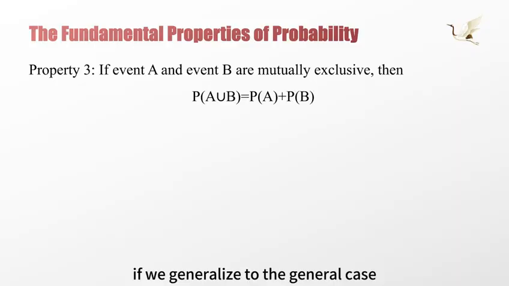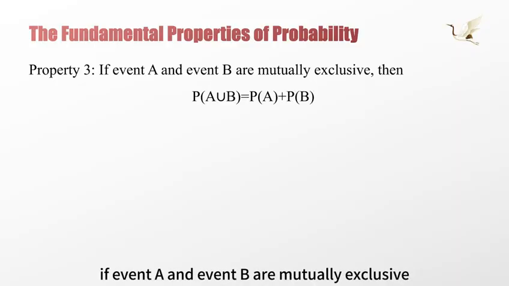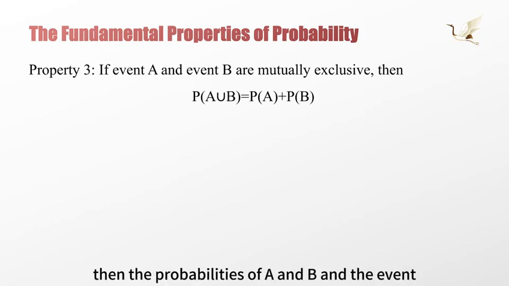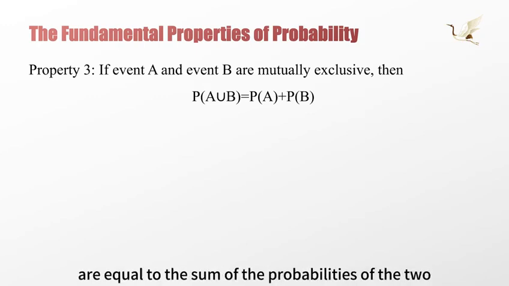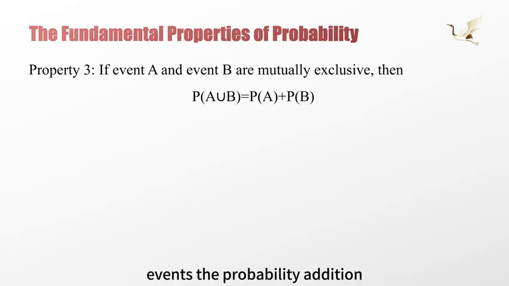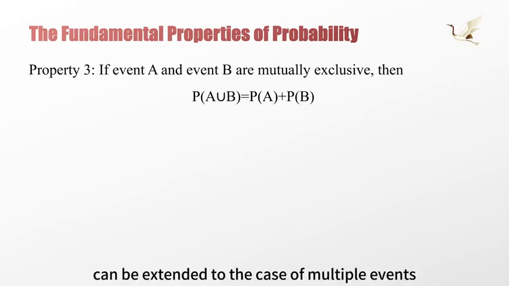If we generalize to the general case, we can obtain property 3. If event A and event B are mutually exclusive, then the probability of the union of A and B is equal to the sum of the probabilities of the 2 events. The probability addition formula for mutually exclusive events can be extended to the case of multiple events.